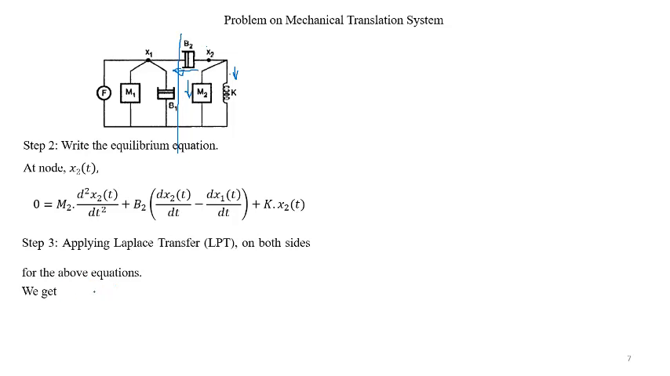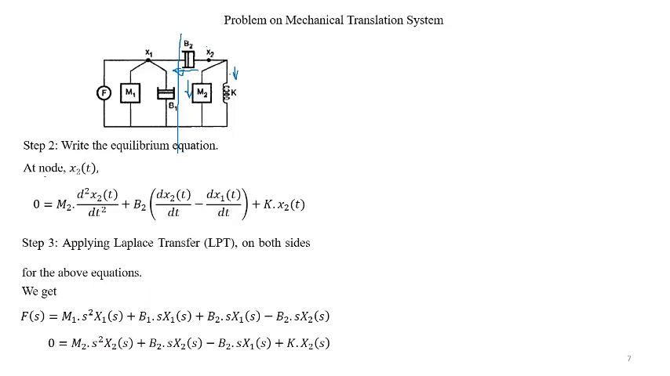For the above equations, we get the first equation as F of s equal to m1 s square x1 of s plus b1 s into x1 of s plus b2 s into x1 of s minus b2 s into x2 of s. Similarly, on the second equation we are going to get 0 equal to m2 s square x2 of s plus b2 s into x2 of s minus b2 s into x1 of s plus k into x2 of s. This we know how to write; in the previous problem we have done it.